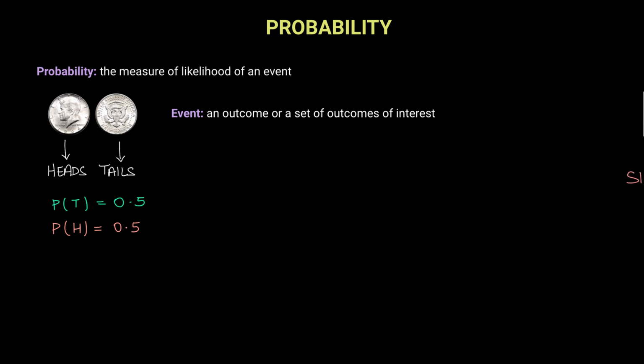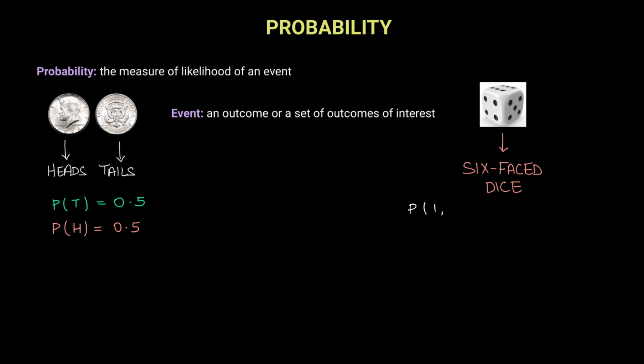Well, let's say we have a dice, a 6-faced dice. And the question is, what is the probability of getting an odd number? Well, in this case, there is not just one outcome you're looking at. You are looking at a set of outcomes. You care about getting a 1 or a 3 or a 5 because all three of these are odd numbers. So this is your set of outcomes of interest and the probability of getting an odd number is your event.